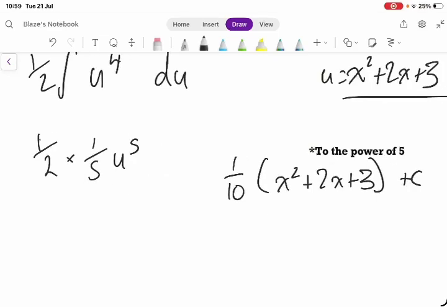Brilliant. Again, if you spot the original expression, then that's easier, but this is the surefire way to do it every single time. So I hope that was helpful.